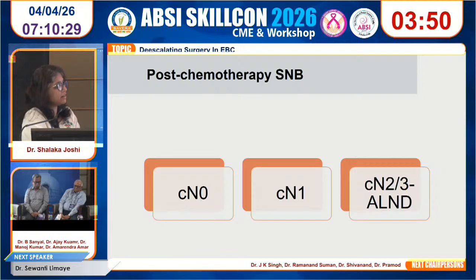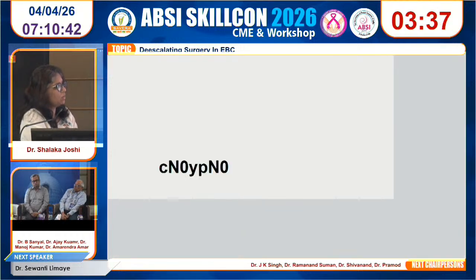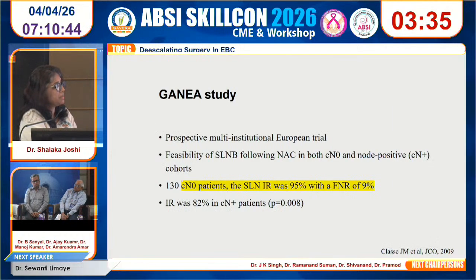So what really matters for post-chemotherapy SNBs is, how was the axilla before starting chemotherapy? Was it N0, was it N1, or was it N2, N3? For N2, N3, we would still recommend an ALND, but for these two settings, what do we do? cN0, ypN0, pN0, not cN.